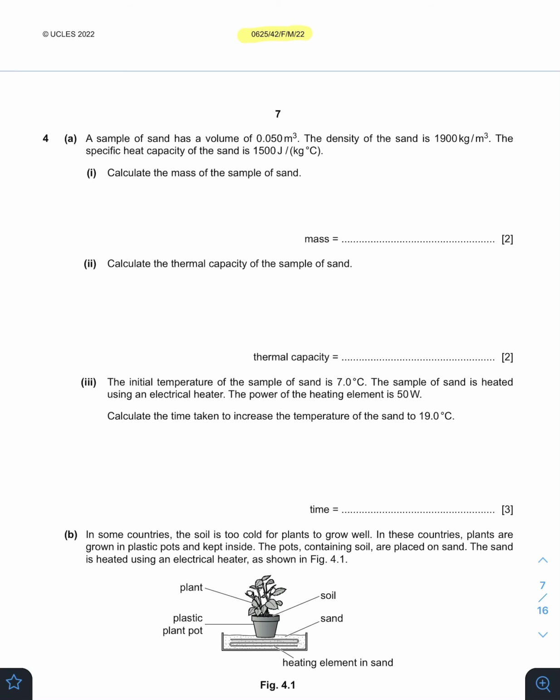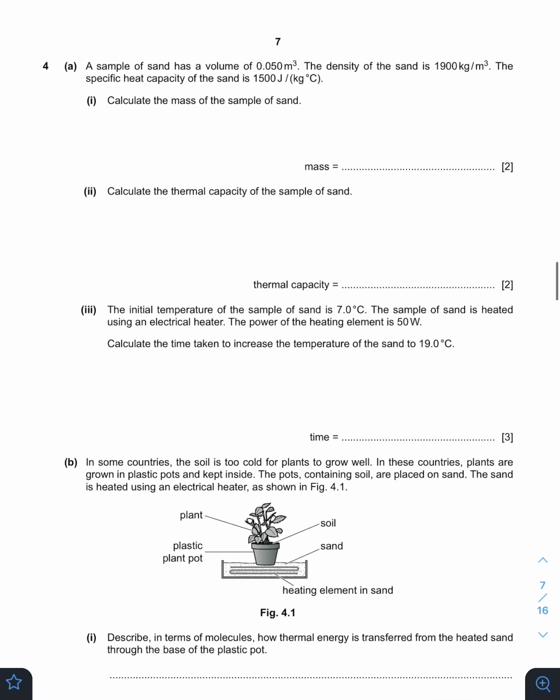March 2022. Question number 4. A sample of sand has a volume of 0.050 meter cube. Volume is given. The density of the sand, 1900 kilogram per meter cube, is given, and the specific heat capacity of the sand is given, 1500 joule per kilogram per Kelvin or per degree Celsius. You need to calculate the mass.